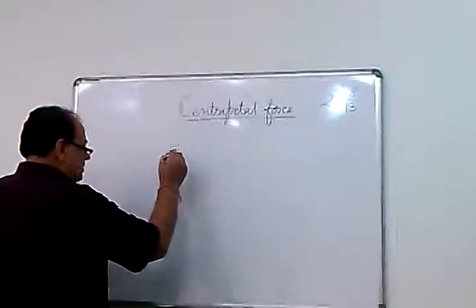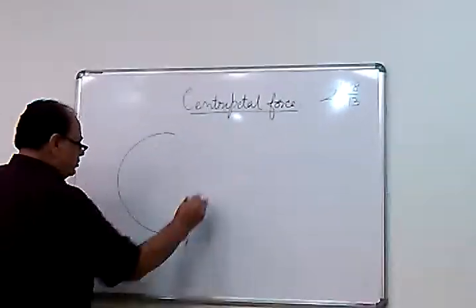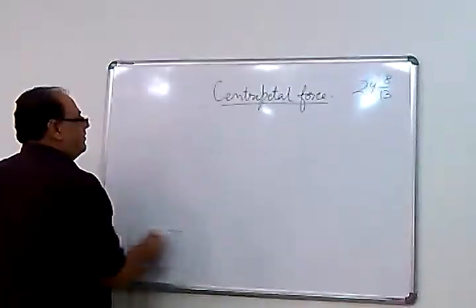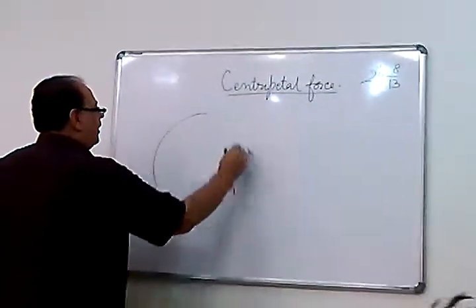So I'll draw again a circular motion, a big diagram. The only problem with me is that it is never a perfect circle, I'll keep on drawing.